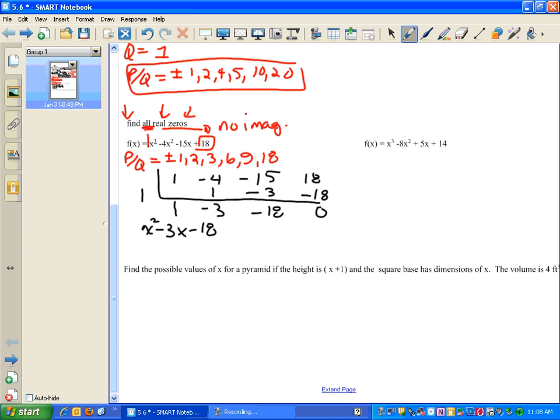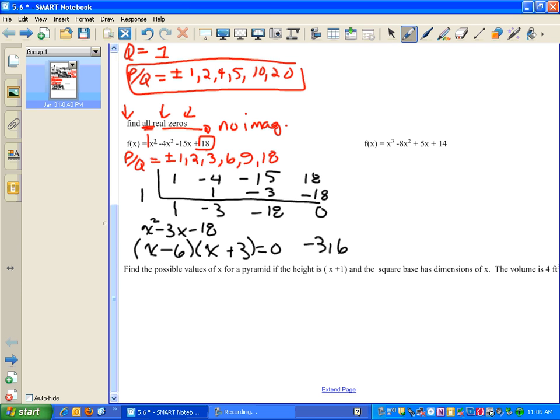Why did I start with x squared? Because I started with an x cubed. I took it down 1 factor because I found a 0, which means I have a quadratic. I can use the quadratic formula, or I can factor. This is going to be x minus 6 and x plus 3, which gives me my final zeros to be negative 3 and 6.